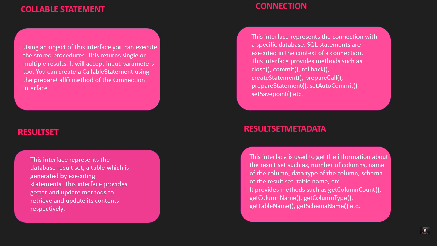And next is ResultSet. This interface represents the database result set, a table which is generated by executing statements. This interface provides getter and update methods to retrieve and update its content respectively. ResultSetMetaData. This interface is used to get the information about the results such as the number of columns, name of the column, and data type of the column, schema of the result set, table name, etc. And it provides methods such as getColumnName, getColumnType, getTableName, getSchemaName, etc.